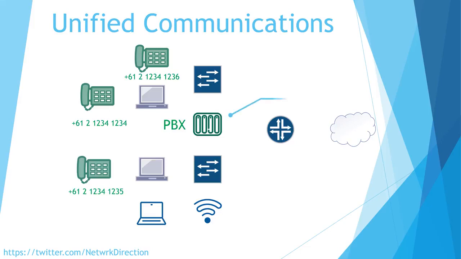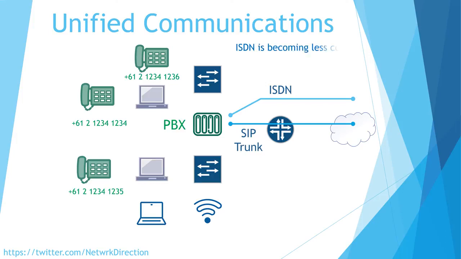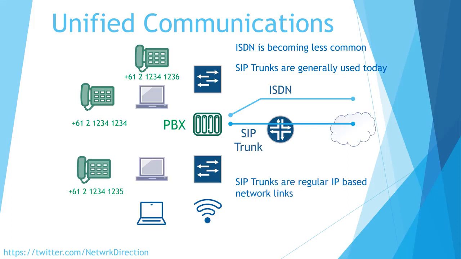ISDN is an example of this, but it's getting less and less common by the day. These days, SIP trunks are most commonly used. SIP trunks are different to ISDN as they're regular routable data links, like a WAN or internet connection. They use IP-based protocols to carry voice traffic between your site and the provider. One of these protocols is called SIP, which is why we call these SIP trunks.